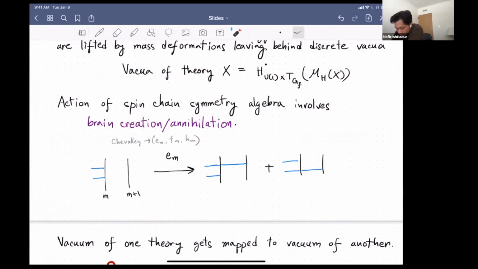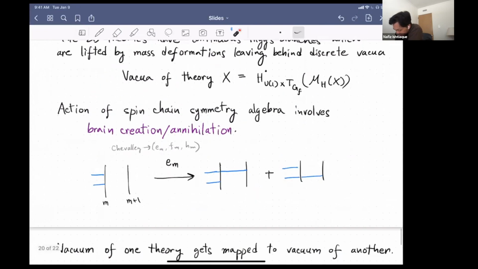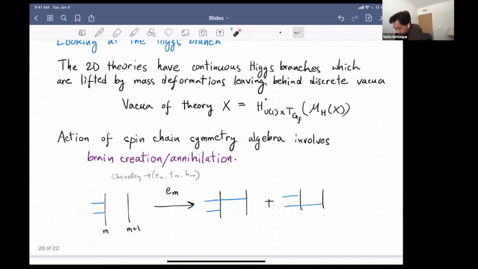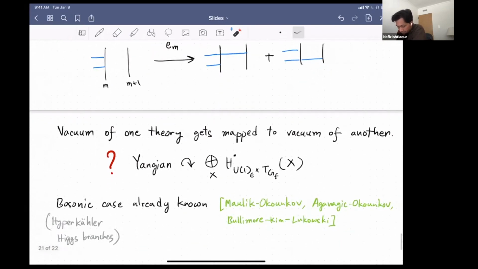So for example, if I look at a particular node and some Chevalley generators, then the action of the creation operator corresponds to creating some segments of D2 branes. What this means is that under the action of the symmetry algebra, some Higgs branch vacua of one theory will be mapped to some Higgs branch vacua of a different theory. They have the same rank, but there will be multiple vacua in general.